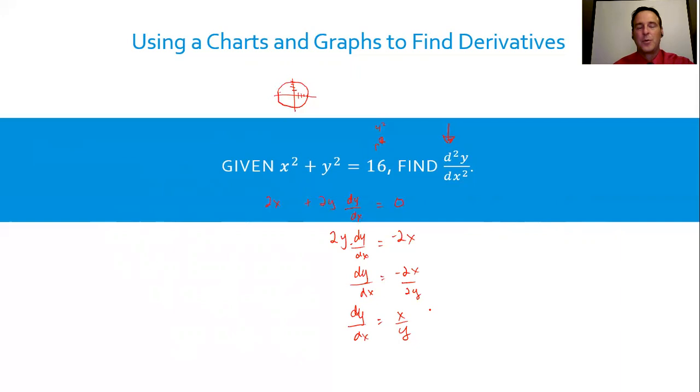So what do I do now? I've got to do the derivative again. So d squared y over dx squared is equal to, well, here's what I got. I got x over y, which means if I want to take this derivative, I have to use the quotient rule since it's in the form of a quotient. And so it is low times the derivative of the high. Derivative of x we know is 1, minus the high, which is x, times the derivative of the low, which is dy/dx, all over low squared.